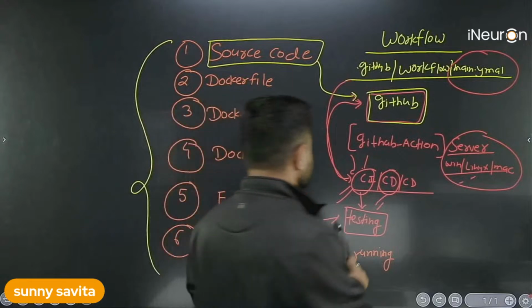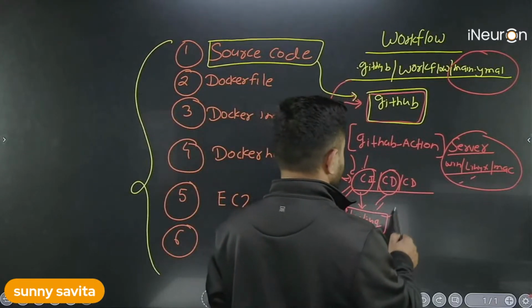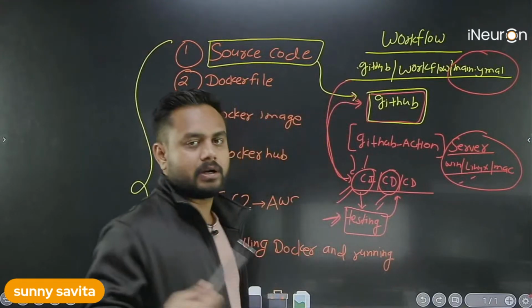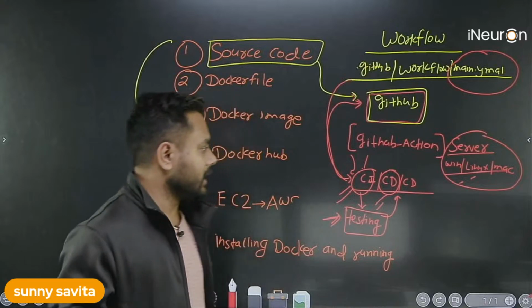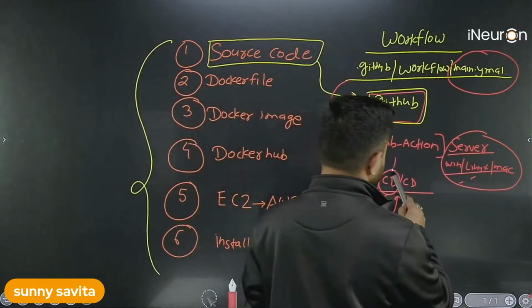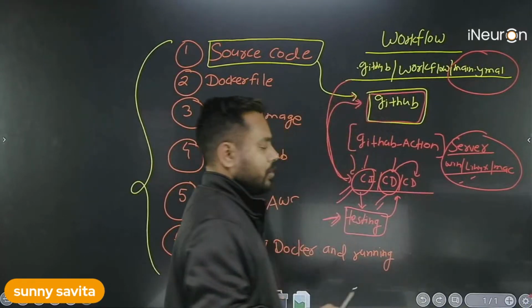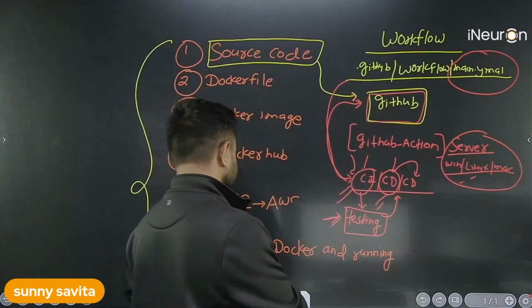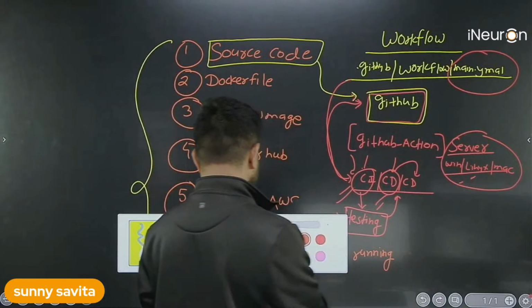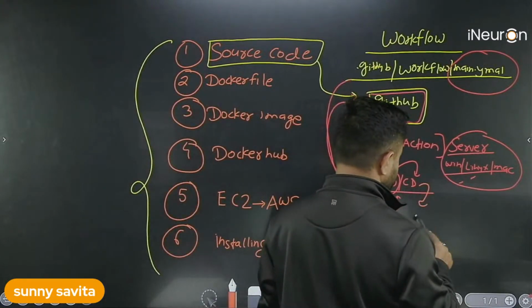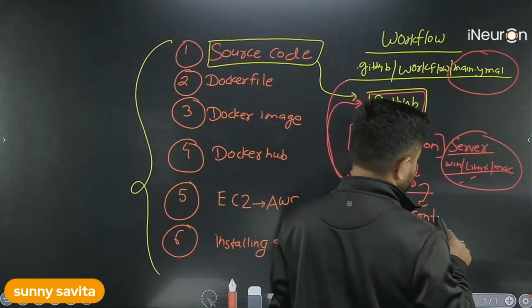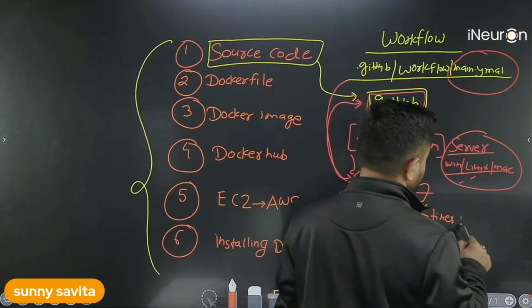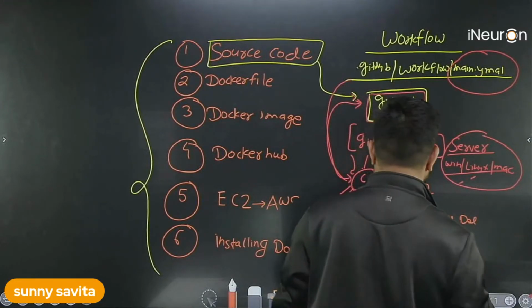If I'm able to pass this testing, then only I will perform this CD. That condition also I can put over there. And if I'm able to do this CD, then I will deploy my code. This third CD is actually nothing but deployment. So here I can write the deploy. This is continuous deployment, and this is continuous delivery.